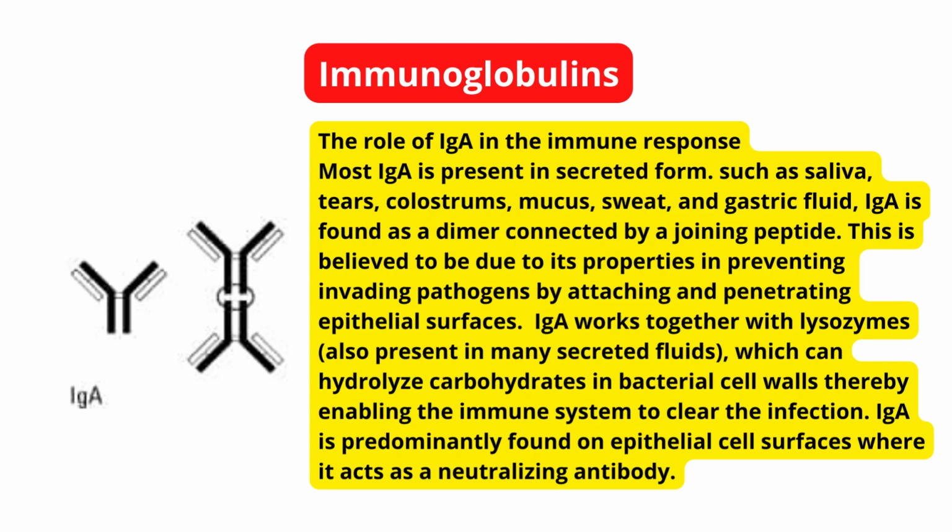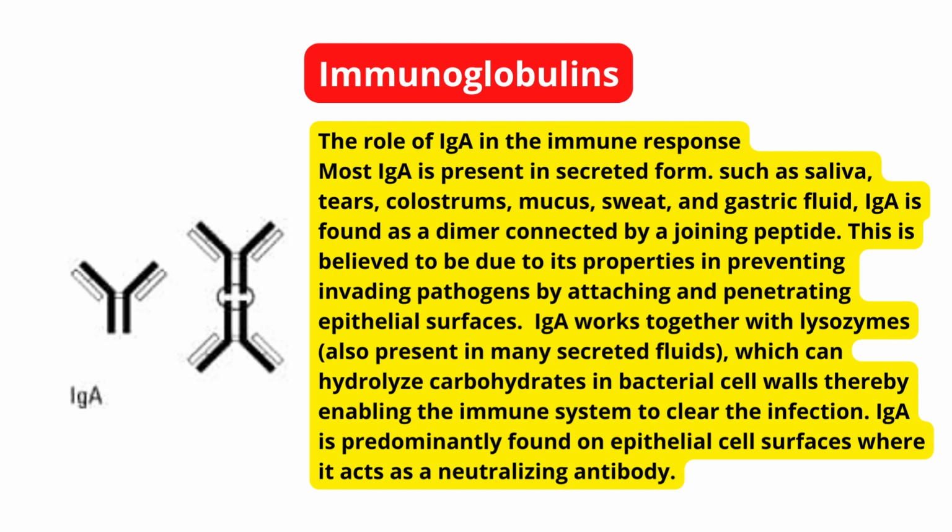The role of IgA in the immune response is as follows. Most IgA is present in secreted form, such as saliva, tears, colostrum, mucus, sweat, and gastric fluid. IgA is found as a dimer connected by a joining peptide. This is believed to be due to its properties in preventing invading pathogens by attaching and penetrating epithelial surfaces. IgA works together with lysozymes also present in many secreted fluids, which can hydrolyze carbohydrates in bacterial cell walls, thereby enabling the immune system to clear the infection.